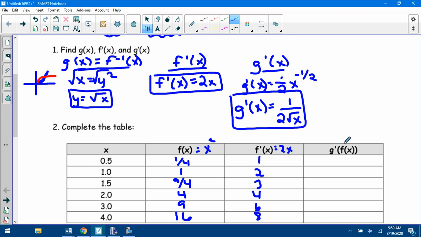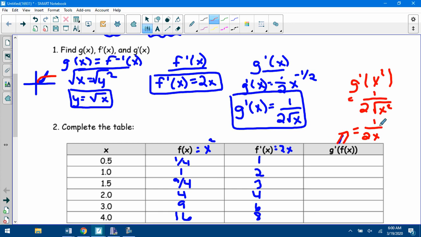And the last column's a little weird. It's g prime of f of x. So maybe we should talk about what that is. Let's change to red here. So g prime of f of x, which was x squared, would look like 1 over 2 radical, plug in x squared. Radical x squared is just x, so it's 1 over 2x.